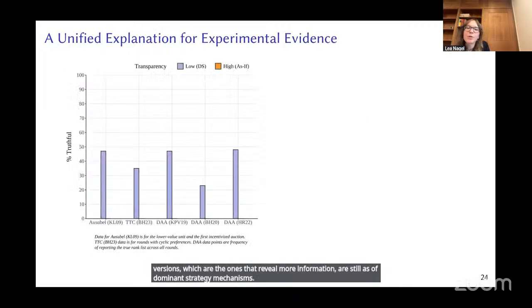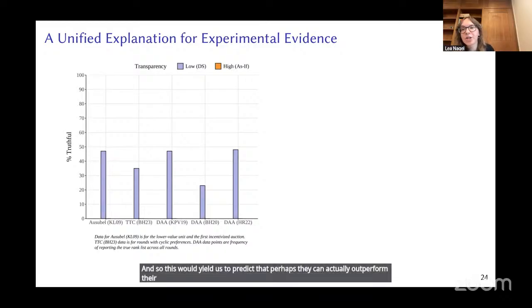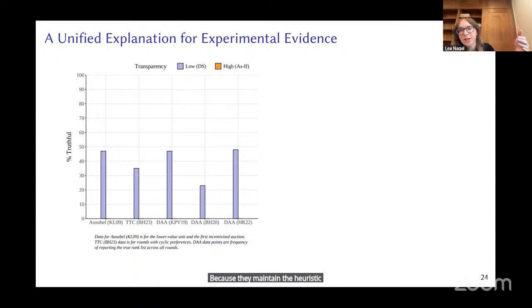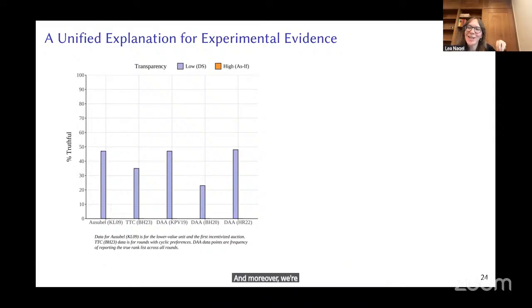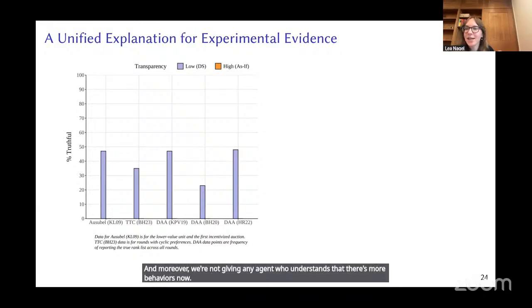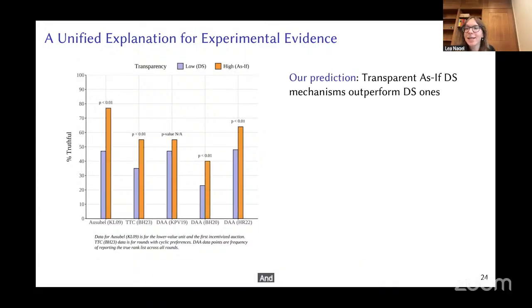And so this would lead us to predict that perhaps they can actually outperform their dominant strategy counterparts because they maintain the heuristic of coarse rationality. So there's still a straightforward set of best responses. And moreover, we're not giving any agent who understands that there are more behaviors now any incentive to deviate if he thinks the others are just playing coarsely optimally. Okay, and so this is exactly what all these experiments had found in the past.